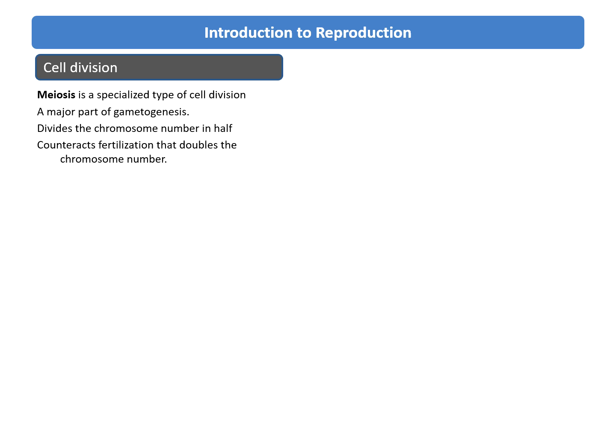Meiosis is a specialized type of cell division. It's a major part of gametogenesis, the production of eggs and sperm. Its purpose is to divide the chromosome number in half. It counteracts fertilization, which doubles the chromosome number.